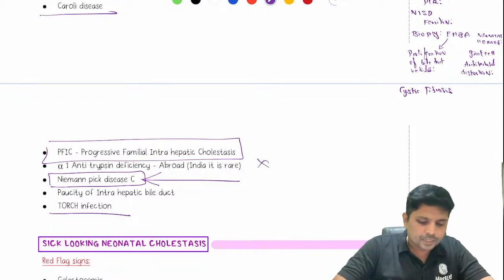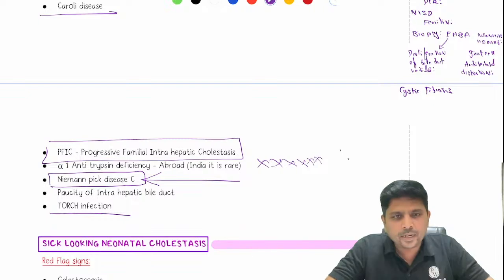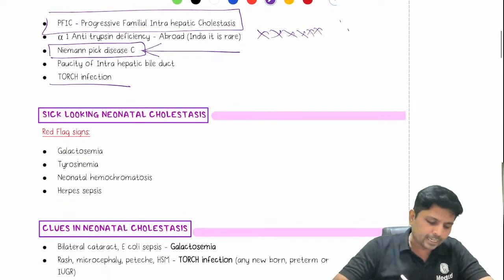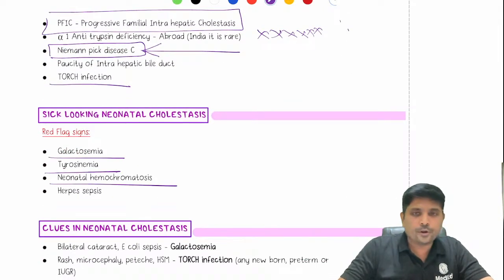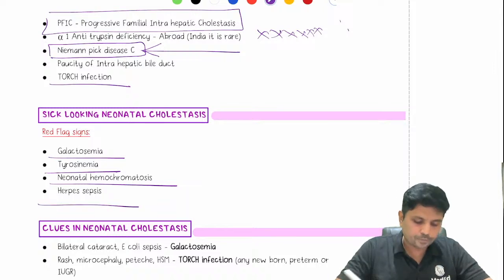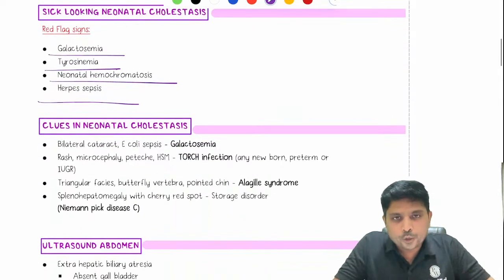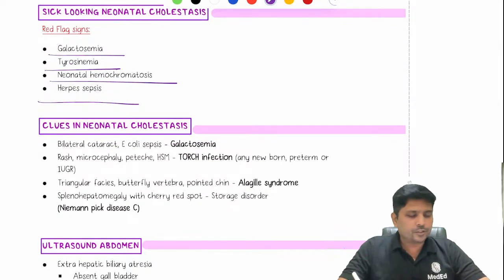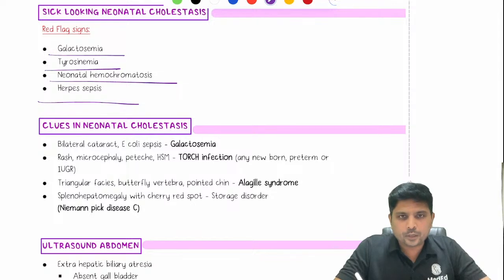Alpha 1 antitrypsin deficiency is not common in India, right? Sick looking, as I told you, galactosemia, tyrosinemia, neonatal hemochromatosis, herpes. What are all the clues for neonatal cholestasis?